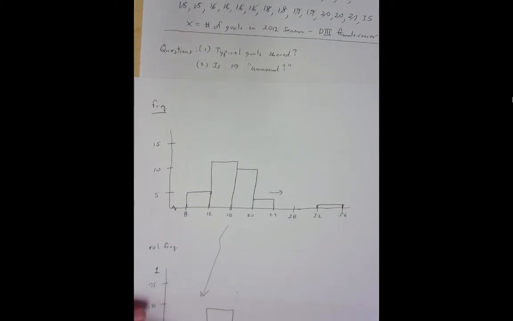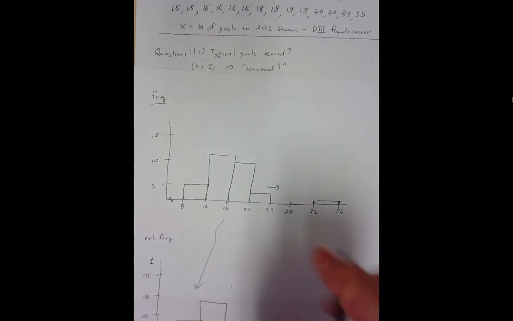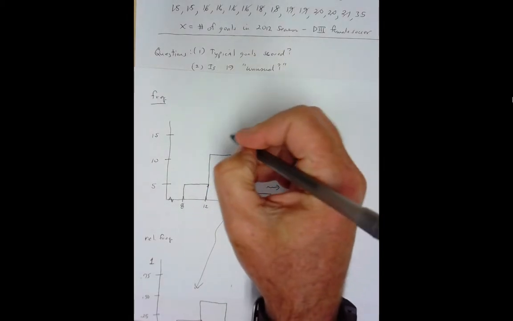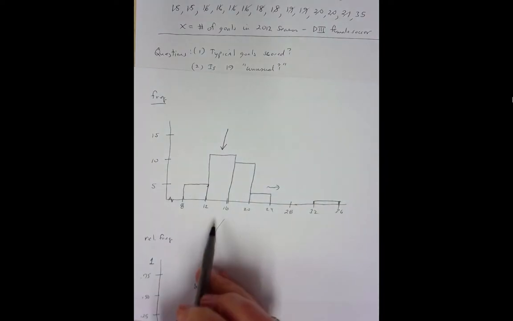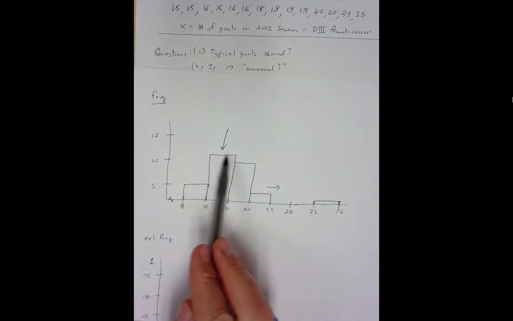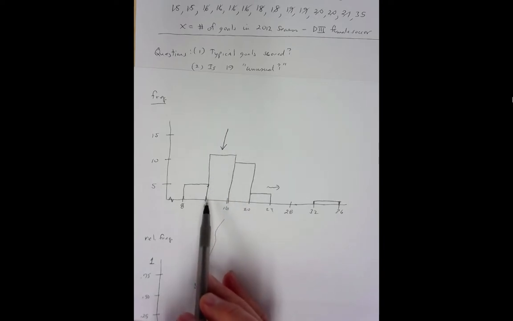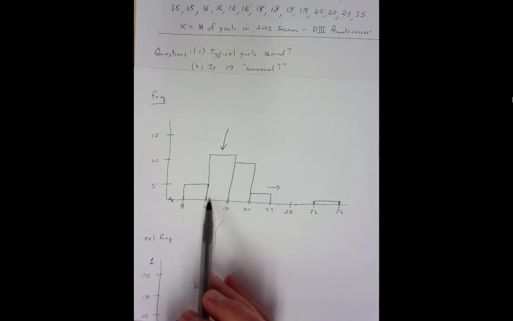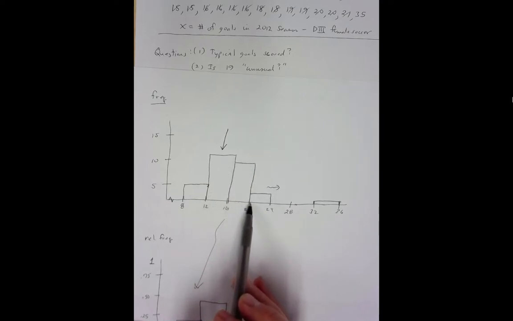So back to the original question, typical goals scored. Well, typical goals scored looks like from the picture, it's going to be between 12 and 16 because it has the highest bar. You might even argue between 12 and 20, because these bars are pretty similar, which gives you kind of a wider range on the typical goals scored.